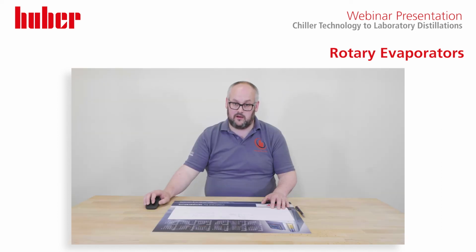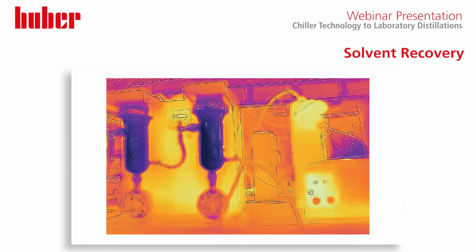At the time, it had very high solvent recoveries. And Huber have kept that ethos all the way along with the Huber Ministat, cooling other brands' rotary evaporators, and more recently, development of our CT family, our cold trap family for solvent recovery. In this thermal image here, you can see our rotary evaporator on the right hand side feeding into our CT50.